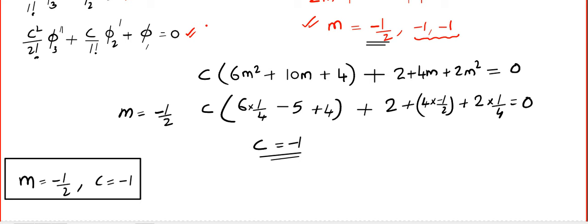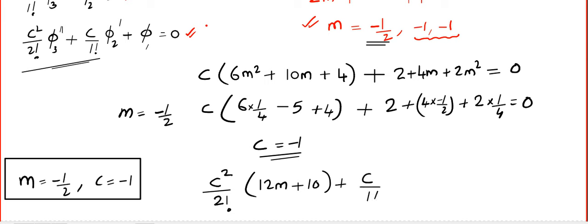Now for the repeated root, I had to go for the next relation, that is c square by 2 factorial times phi 3 double dash. Phi 3 double dash will be 12m plus 10. Just check it. And plus c by 1 factorial, phi 2 dash. Phi 2 dash will be 4m plus 4. You can check it. Plus phi 1. And phi 1 is minus 1 minus 9m is equal to 0.